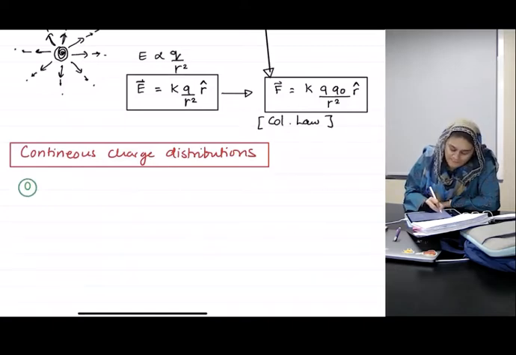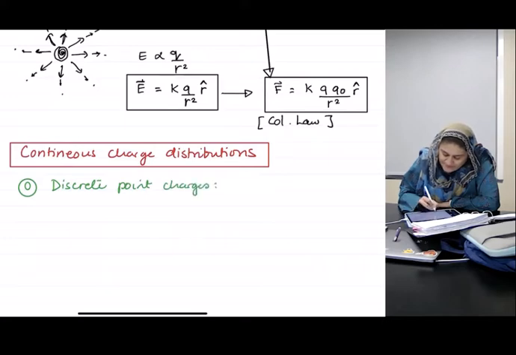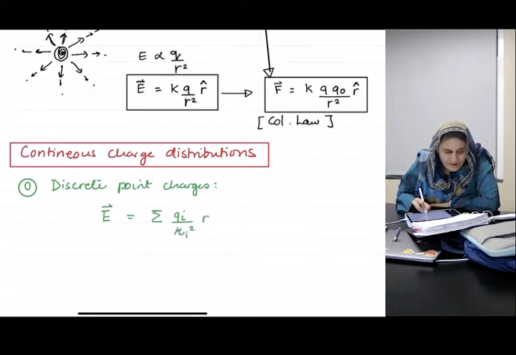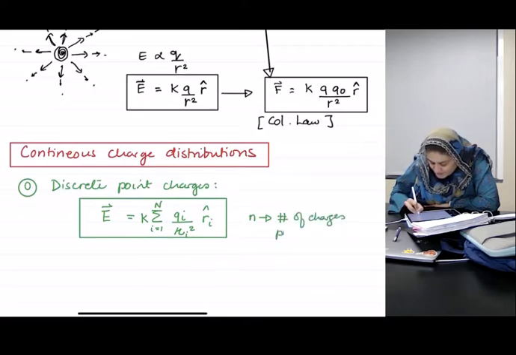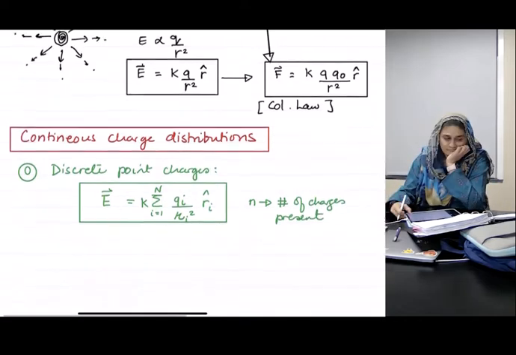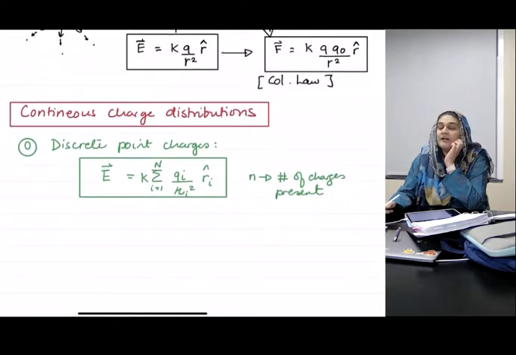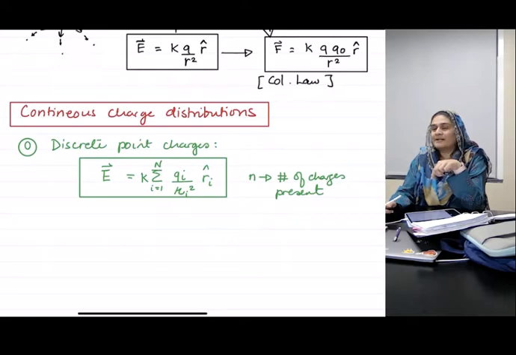So for discrete point charges, can I write my E field as the sum over Qi divided by Ri squared, Ri hat, with a K outside, where i is the sum over 1 to n, provided n is the number of charges present. Everybody understands how I got that, right? It's just I'm taking the sum.